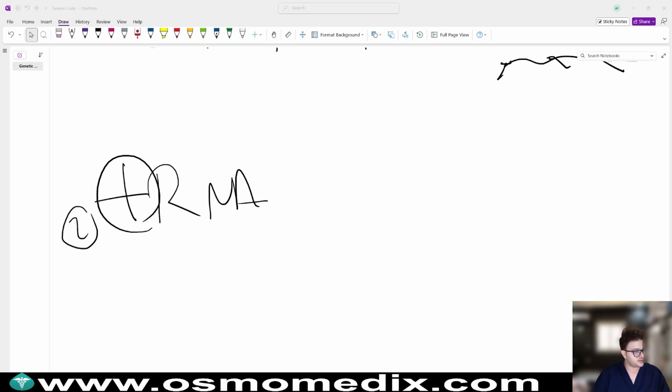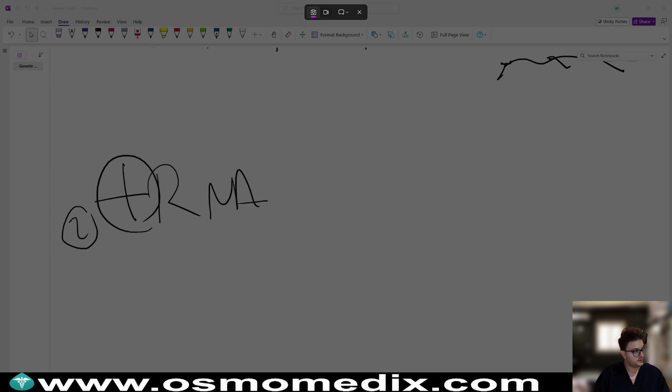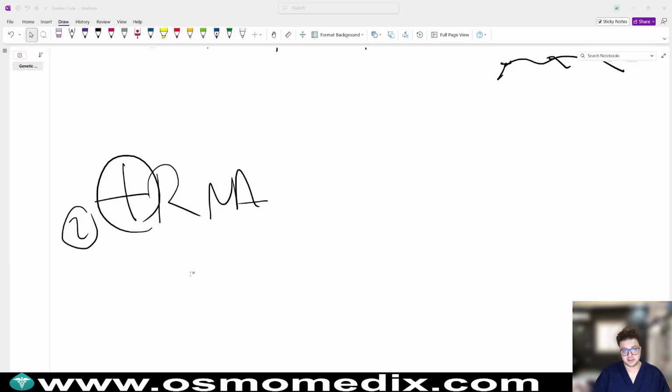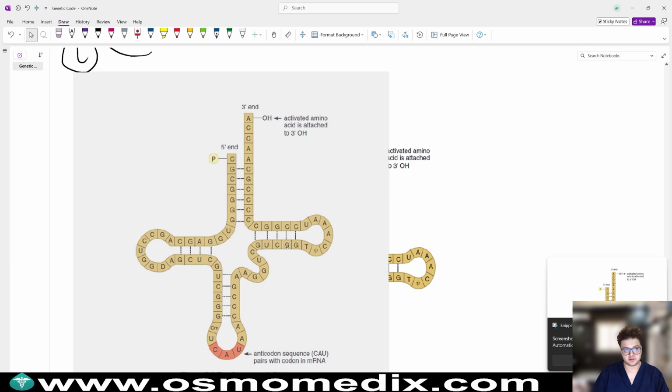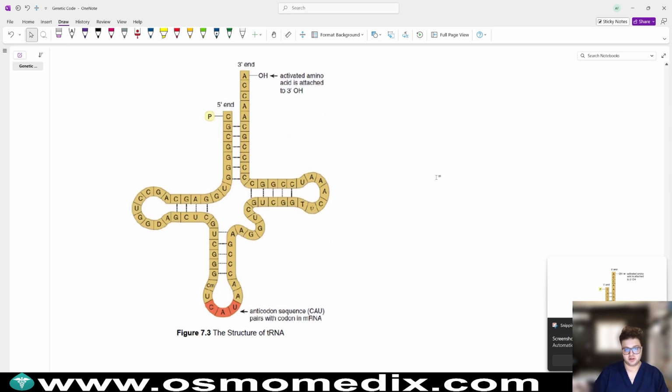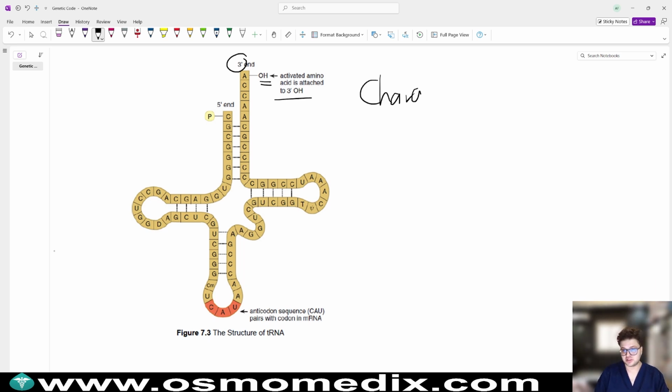So this is the image of the tRNA. This is the structure of the tRNA. We have it from the 5 to 3 end. At the 3 end we have the OH, which is where the activated amino acid is attached, and at this point we say that the tRNA is charged or activated.